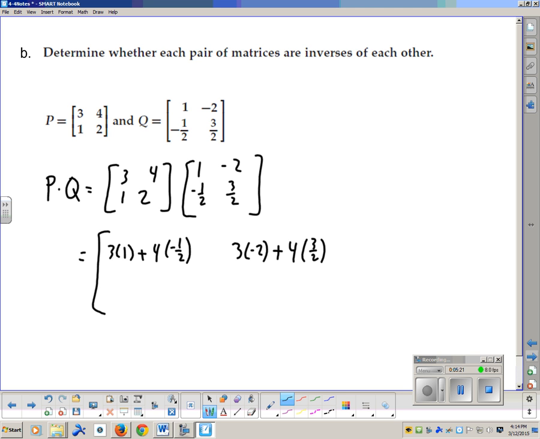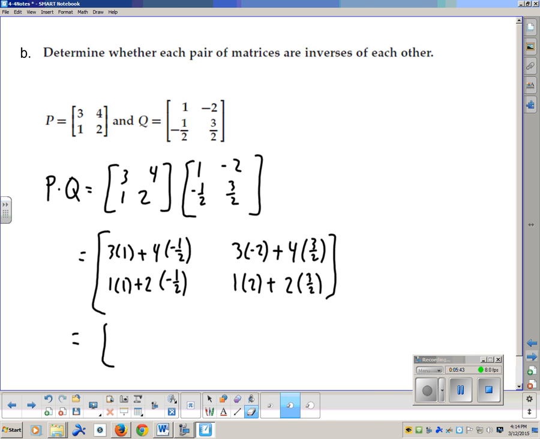So now I've got row 2, column 1, 1 times 1 plus 2 times negative 1/2. And then I've got row 2, column 2, which would be 1 times negative 2 plus 2 times 3/2. So now let's just simplify all this. We've got 3 plus a negative 2, which gives us 1. And then we've got 1 plus a negative 1, which gives us 0.